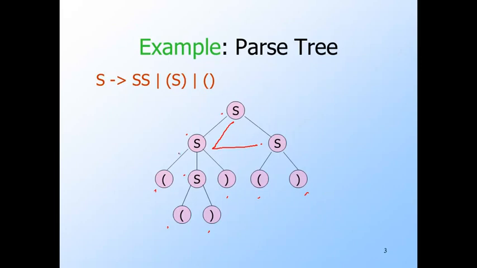Here's another interior node. The labels of its children are left paren, S, right paren, and you know that left paren, S, right paren is another production of the grammar. That's right here. And here we have an example of an interior node labeled S, and its children are labeled left paren, right paren. That corresponds to this production body right here. You have the same exact use of that production here.